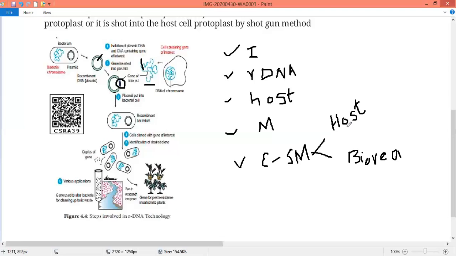A bioreactor is a stainless steel vessel which is helpful for the formation of a number of products. So recombinant product can be obtained. This is about the bioreactor.